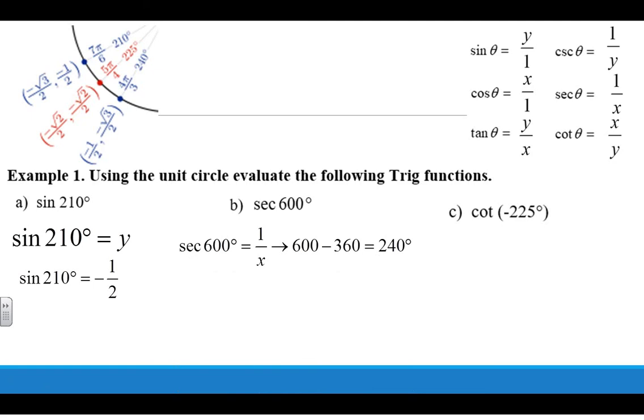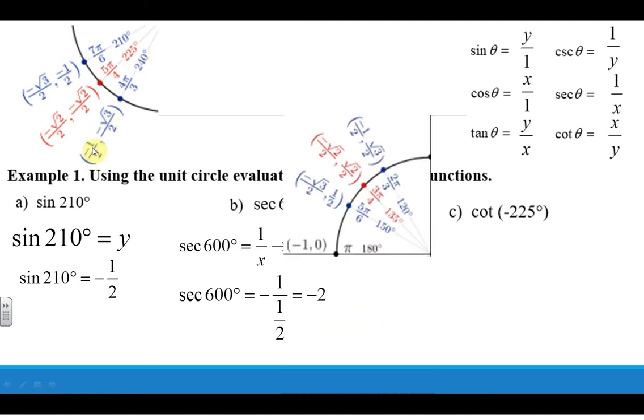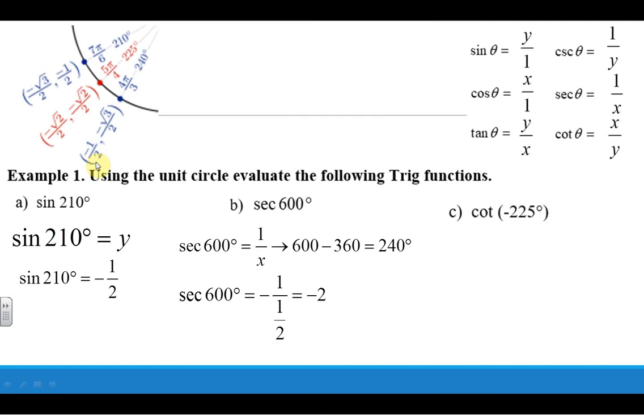Secant, again, you gotta find the angle that it's in, so 240. Secant is 1 over x. So 1 over negative 1/2, you got to be able to work a complex fraction. That's the same thing as multiplying by the reciprocal, which is just 2. So negative 1 times 2. And guys, if you just remember that secant is the reciprocal of cosine, you can just flip the fraction.